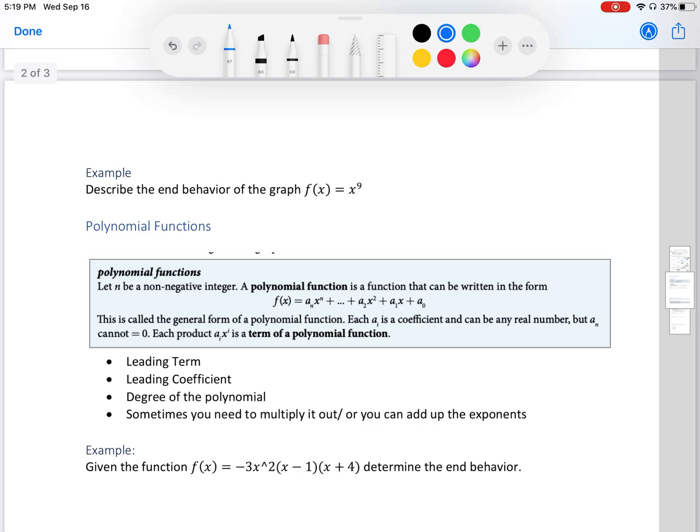Describe the end behavior of the graph f of x equals x to the ninth. Again, we haven't talked about how to graph higher degree functions. I mean, yeah, we can always do a chart, but if I use my degree behavior, I know that this is an odd degree. 9 is an odd number, and there is no negative, so I have a positive leading coefficient.